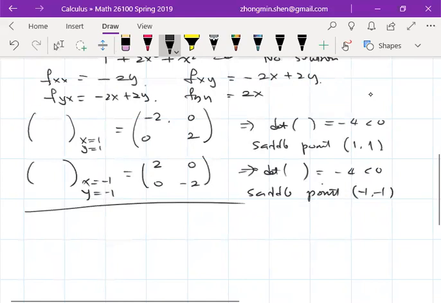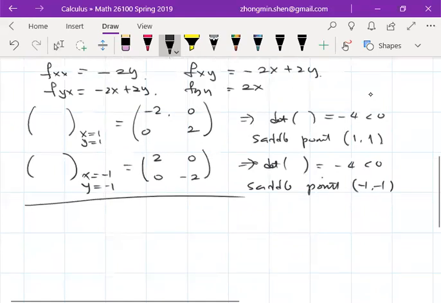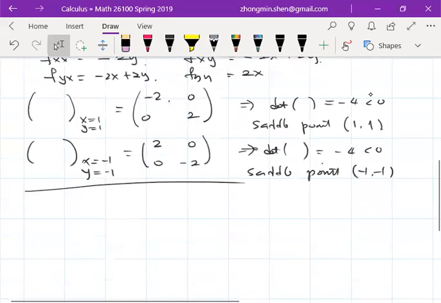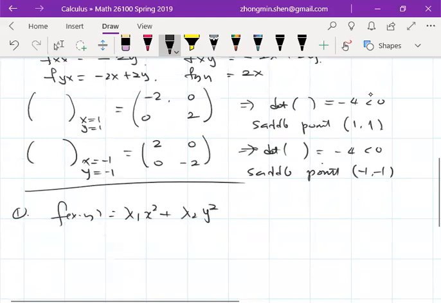And then if the eigenvalues have opposite signs, then you get a saddle point. Okay. So this is the idea. You know, for example, if the function f of x, y, right? The simplifying case is λ1 x squared plus λ2 y squared, right? That's the simplest case, right?